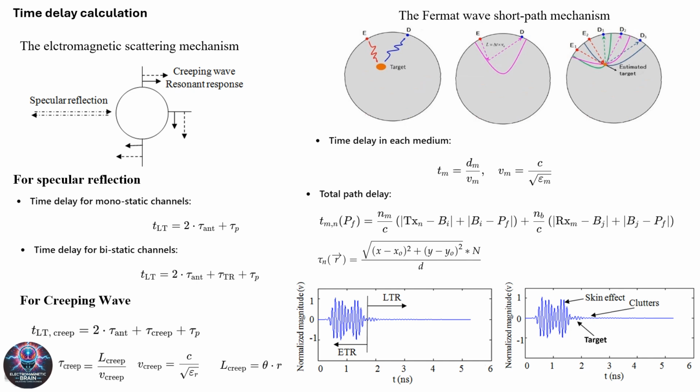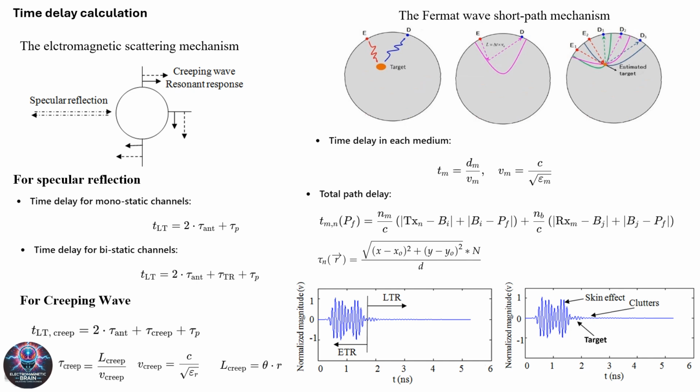The monostatic time delay, when the same antenna transmits and receives, is caused by the antenna's physical characteristics, tau, and the width of the transmitted pulse, tau p. In bistatic channels, where separate antennas are used for transmission and reception, the time delay equation includes an additional term for the distance between the TX and RX antennas.